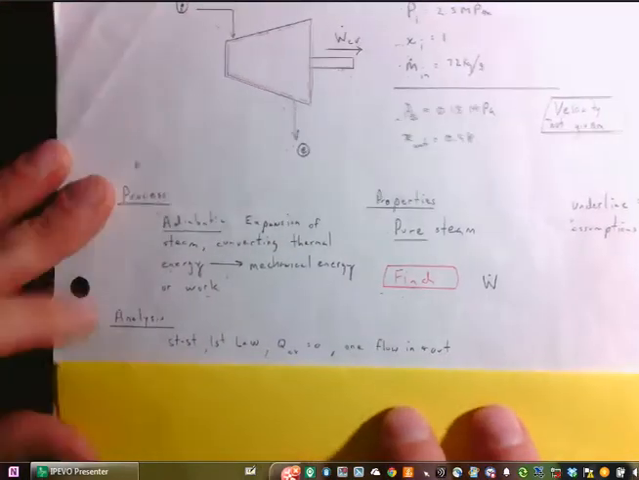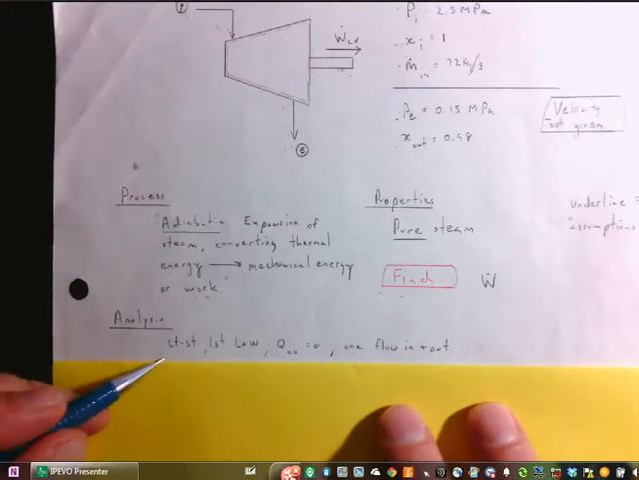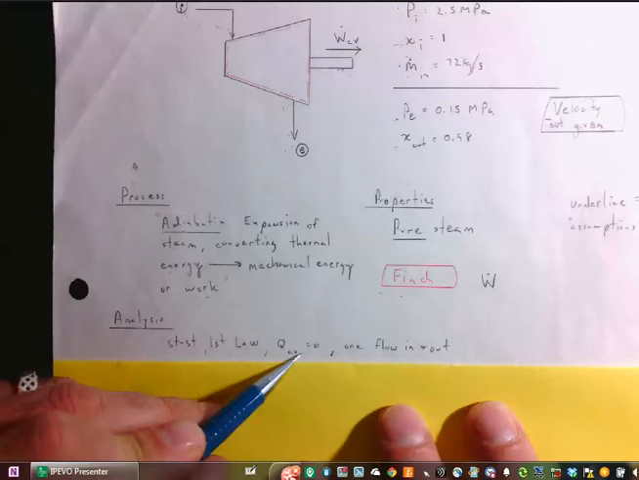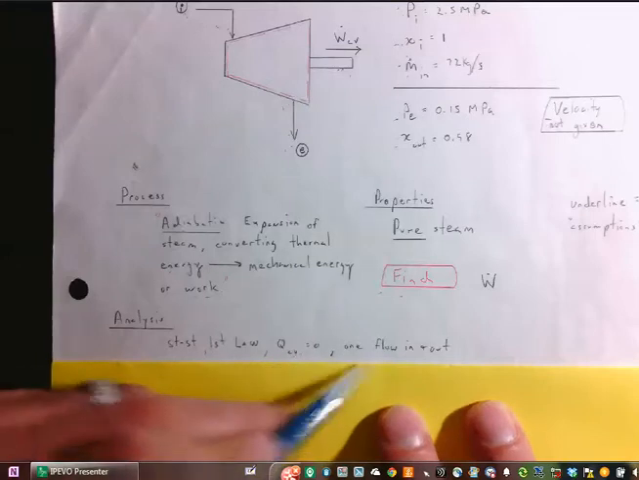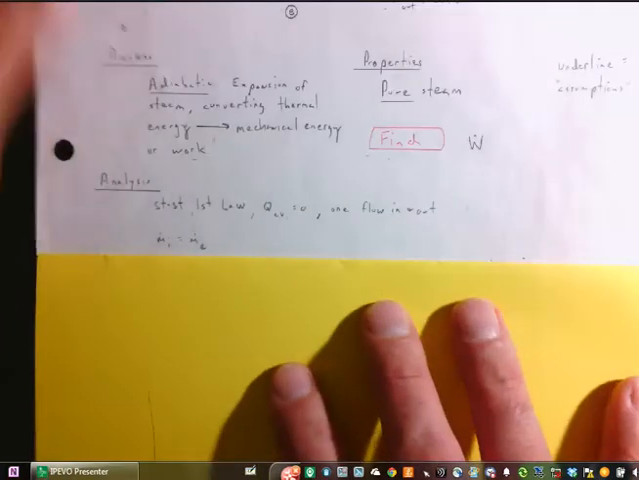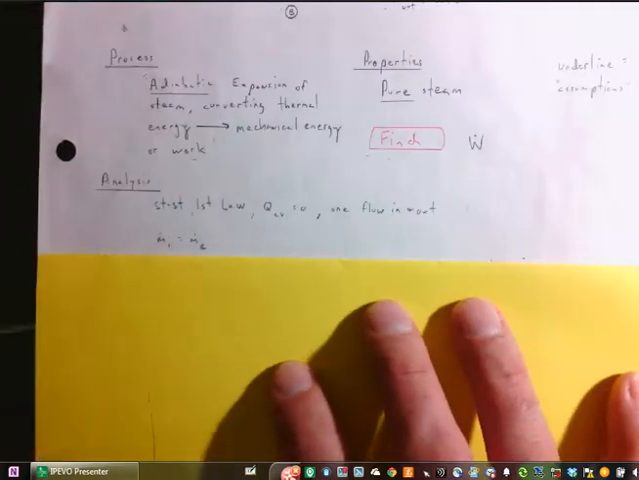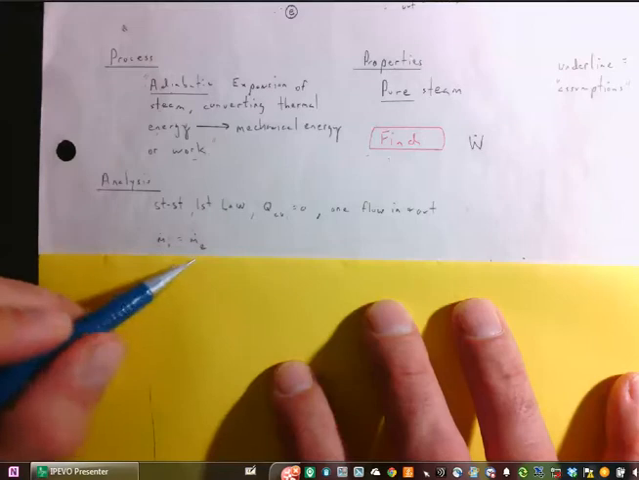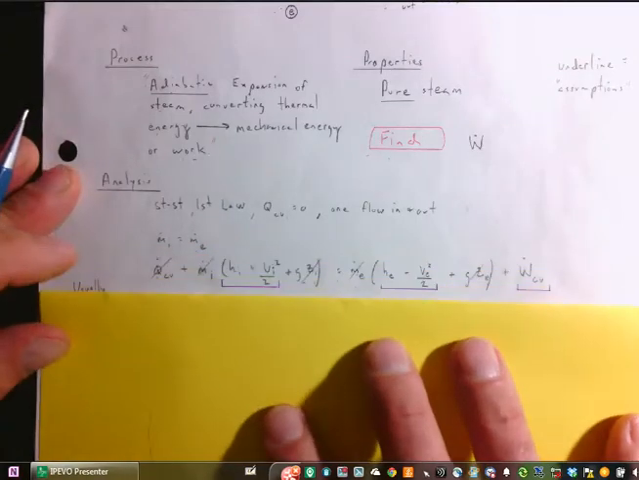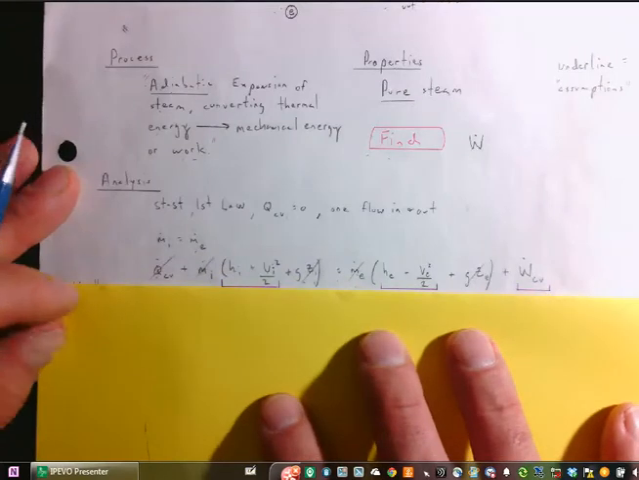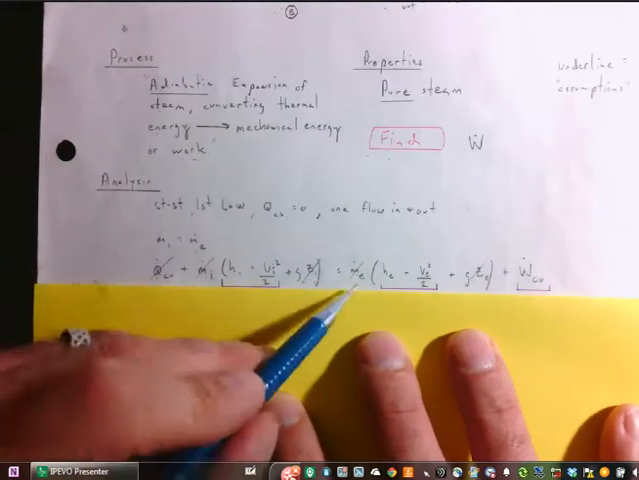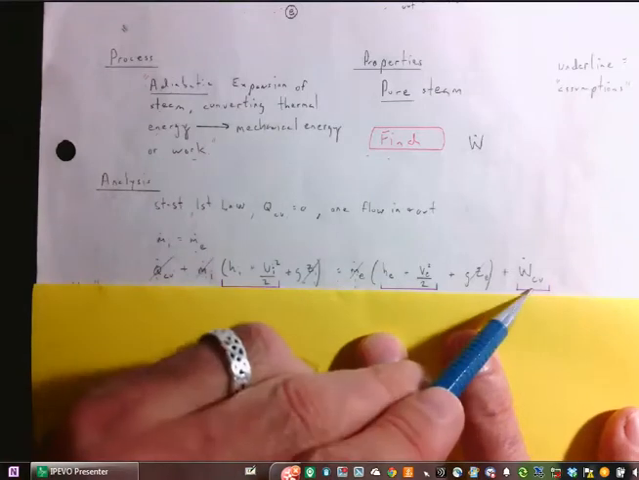So let's assume that it is steady state, that we'll apply the first law, that we're looking at the control volume. Heat transfer is 0, and there's one flow in and one flow out. We certainly have continuity, saying that mass flow in equals mass flow out. Straightforward. The conservation of energy is a little bit more complicated.